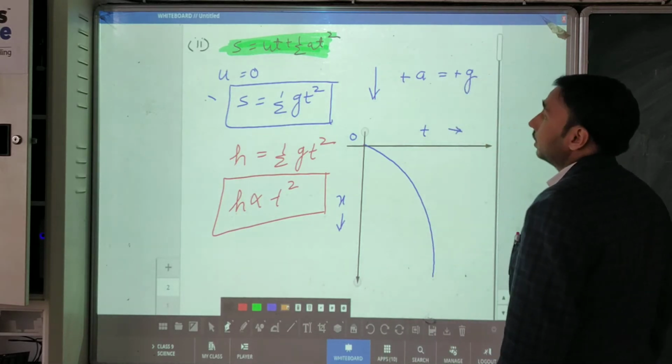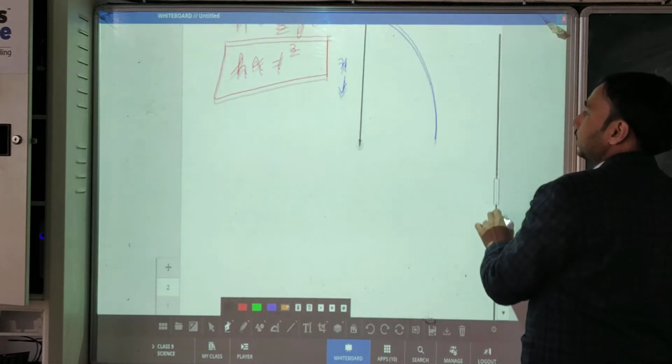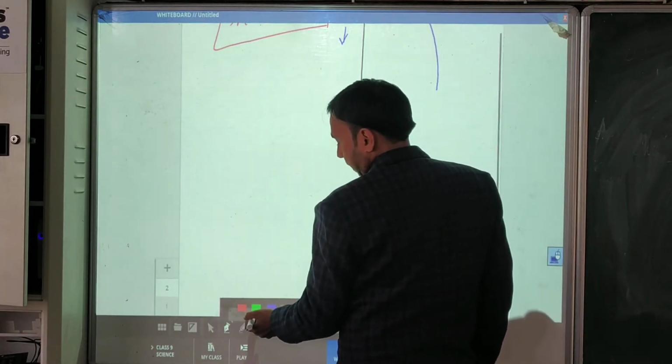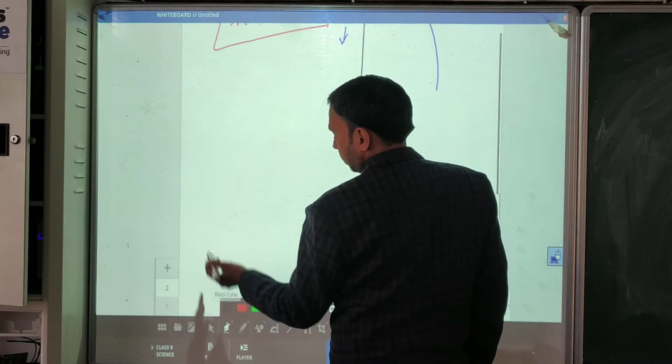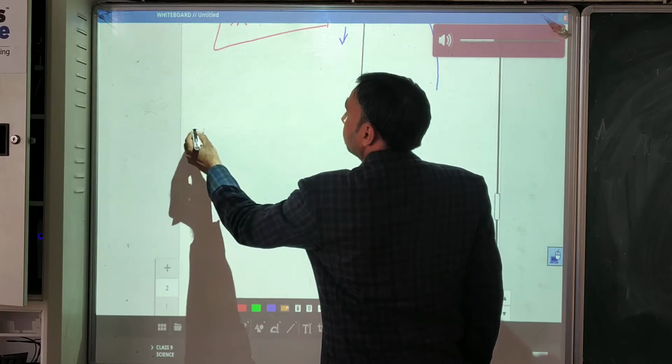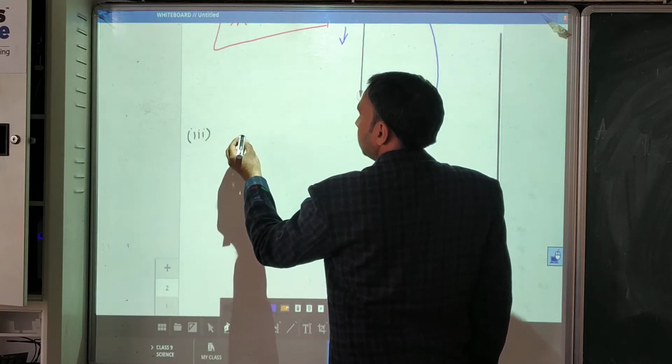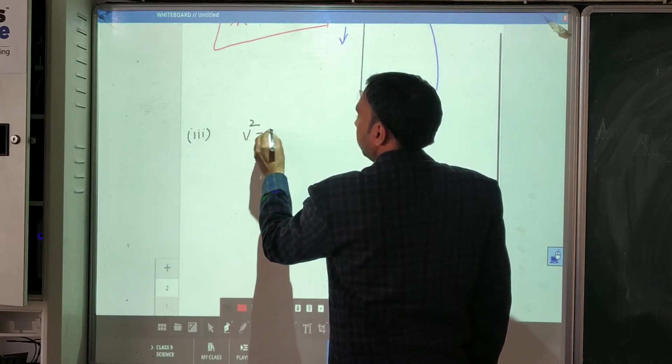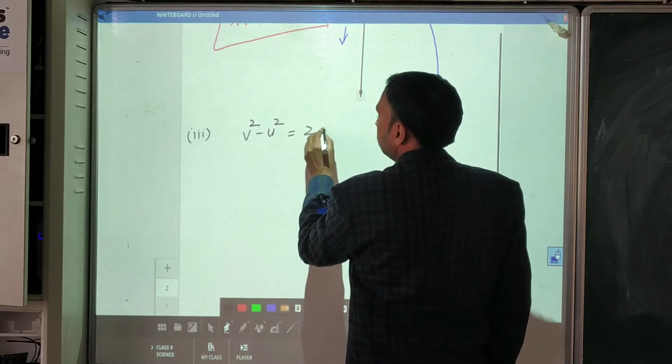Now moving ahead, we have the third equation of motion, which is the equation relating velocity and acceleration: v square minus u square is equal to 2as.